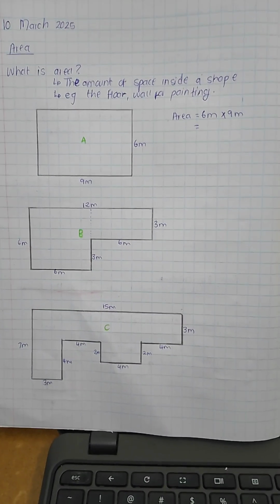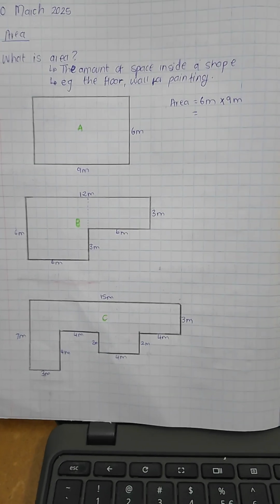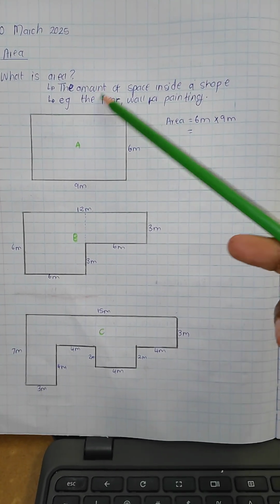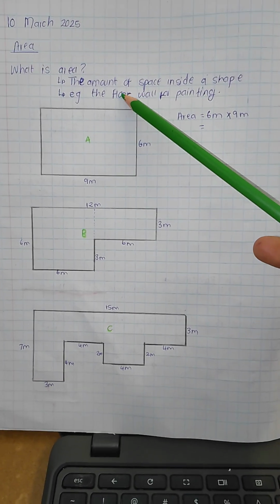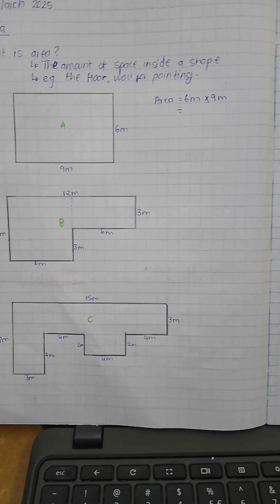So now we are going to talk about area. What are we talking about when we speak about the area of a shape? What is an area, right? So the area is the amount of space inside a shape. For example, the floor of your house is the area of your house.